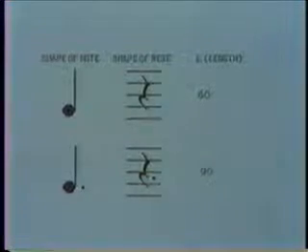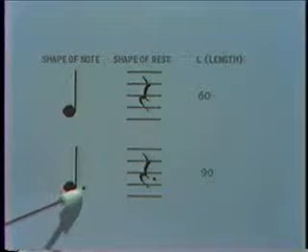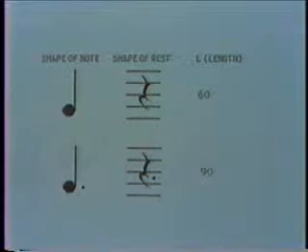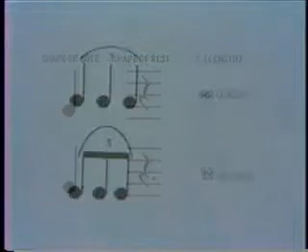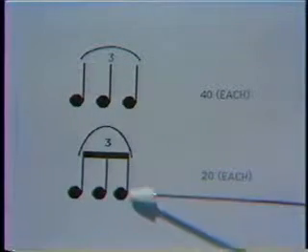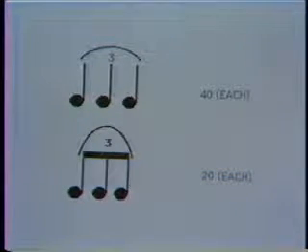Pay special attention to notes that are dotted. A dot following a note means that that note's time value will be increased by 1/2. Notes that are grouped together in threes with the number 3 written above or below them are called triplets. They receive 2/3 of their normal time value. So, now you can easily find the length value of any note or rest simply by comparing its shape with the examples provided on the bottom of the handout.